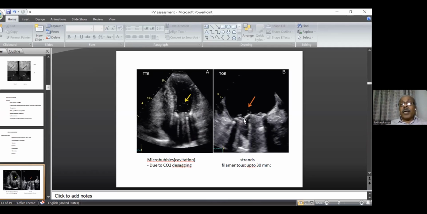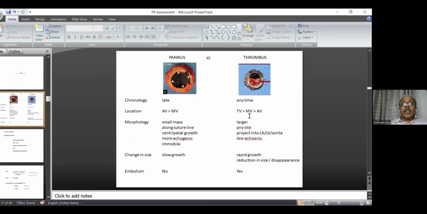And these are the strands, which are usually attached to the sewing ring and the annulus, seldom to the leaflet or disc. It is along the annulus. These are linear filamentous strings which can extend up to 30 millimeters. But the anatomy is very important. It is linear, and on serial echoes it will be the same. It doesn't grow in size, it doesn't decrease in size, it doesn't disappear. That is something which I want you to remember.